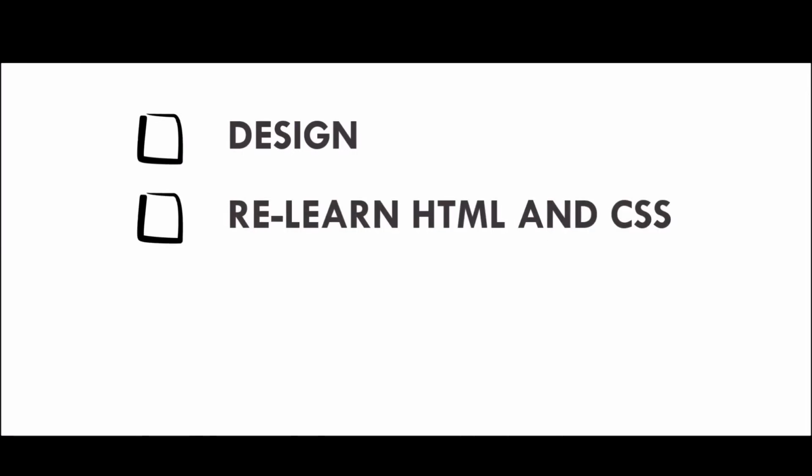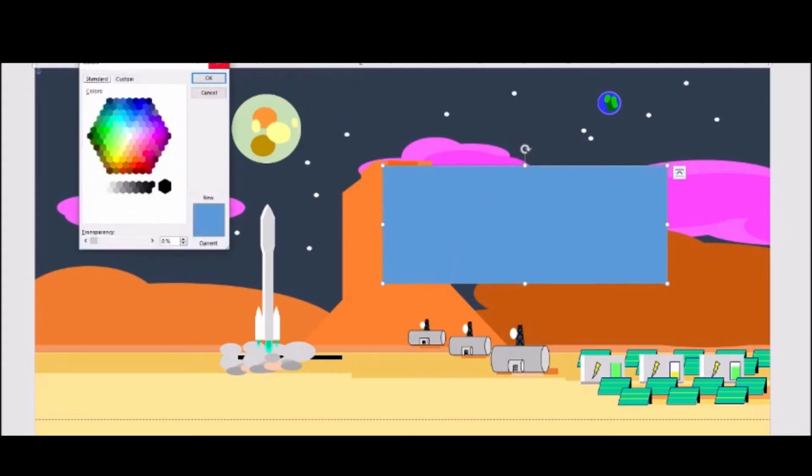Alright, let's start planning. Okay, the first step will be to design the landscape. Next, relearn HTML and CSS. Well, it has almost been a year since I last coded in HTML or CSS. And the last step would be to code it. Simple. I'll start by designing in Microsoft Word.